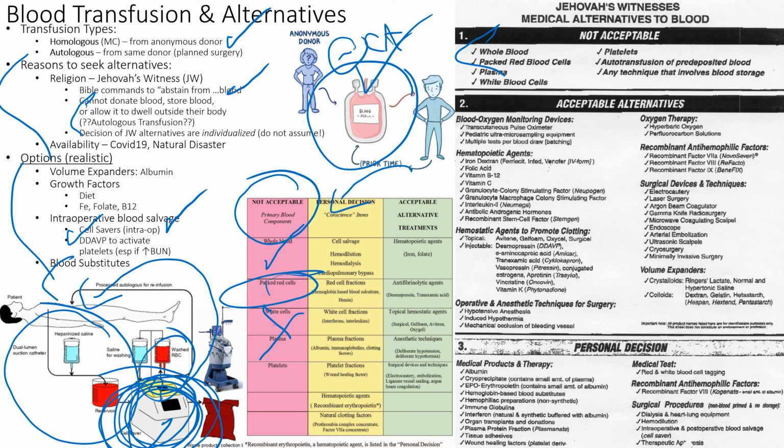So again, not acceptable versus acceptable alternatives. They have a whole list of interesting things there, and a lot of these things don't actually fix the problem. Some people really follow this list and make sure they are 100% on it. But with every Jehovah's Witness, you can't just say, you're not going to take blood, are you? You have to identify what they are and are not going to take, because a lot of it is left up to personal decision.